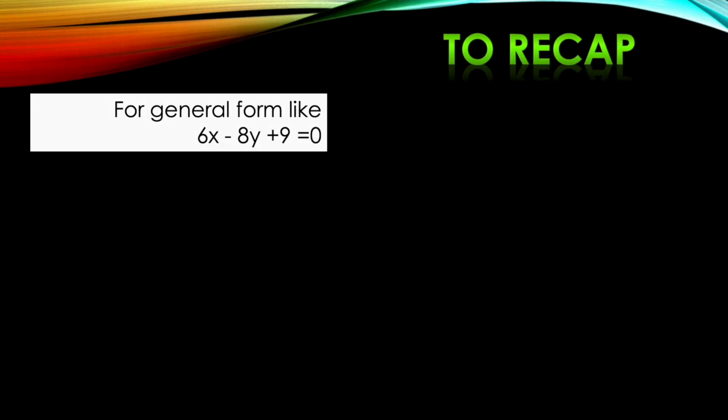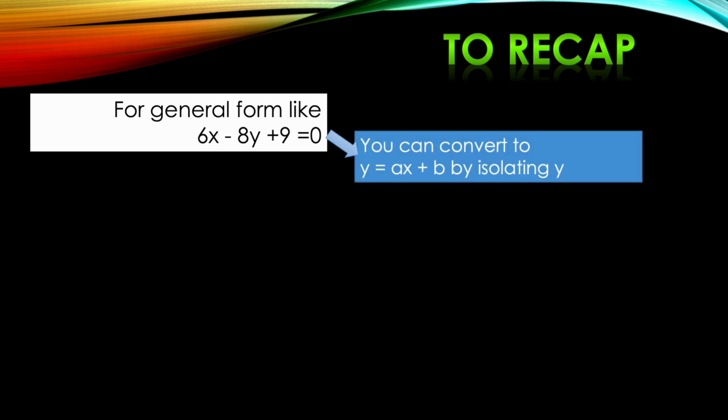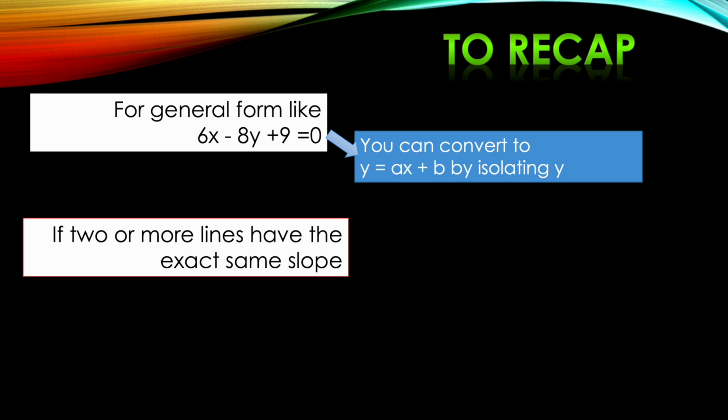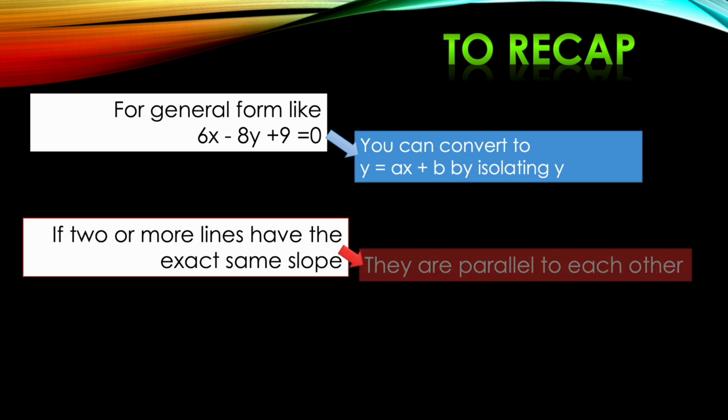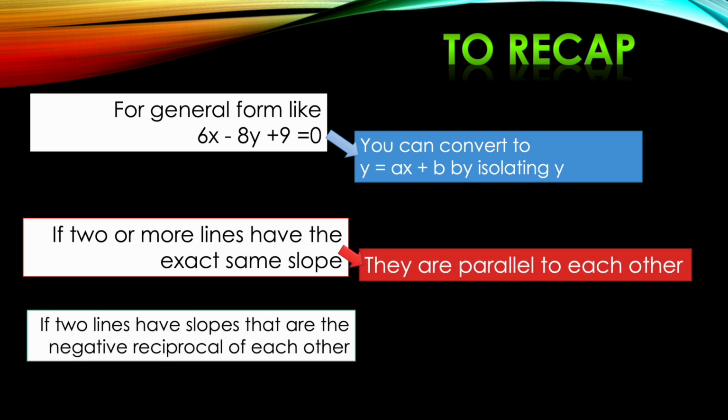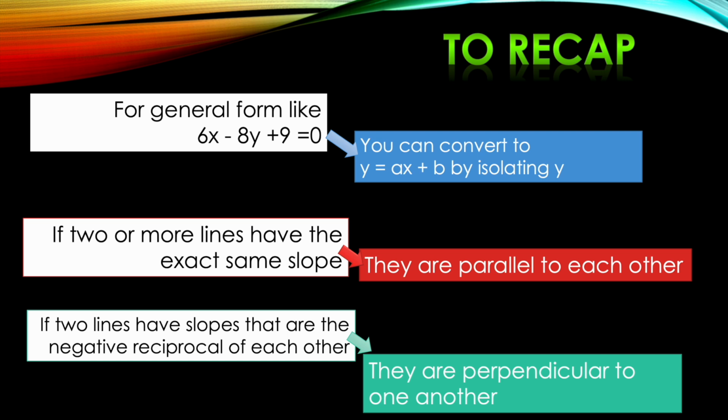So finally, just to recap, for a general form equation like 6x minus 8y plus 9 equals 0, just know that you can convert your general forms to standard forms just by isolating your y. If two or more lines have the same slope, they are parallel to each other, and if two lines have slopes that are considered negative reciprocals of one another, these are called perpendicular lines.